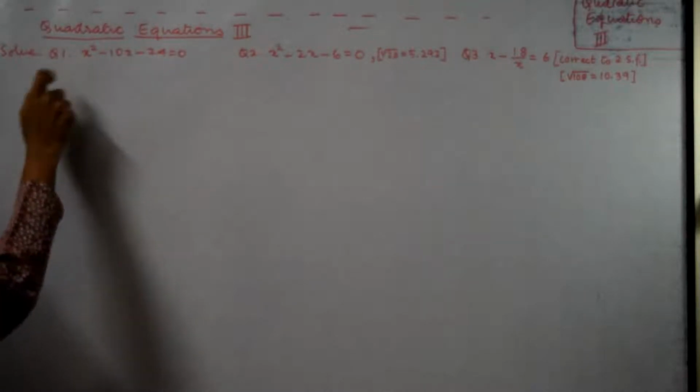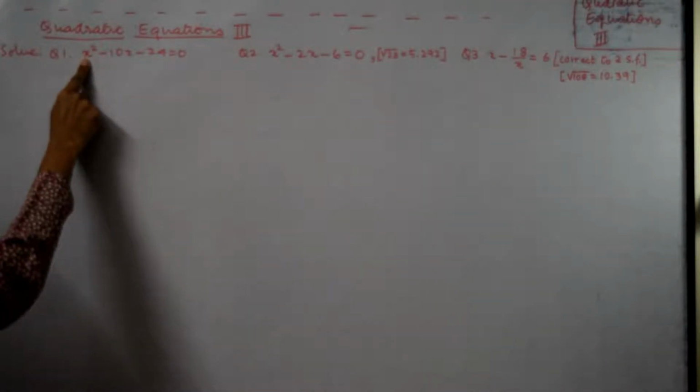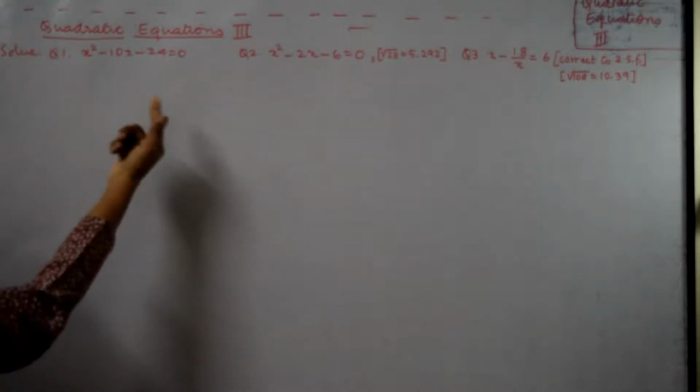Today we are going to do the topic quadratic equations. This is part 3 and we will continue factorizing these quadratic equations. Now if you look at this first quadratic equation, x squared minus 10x minus 24 equal to 0, the highest degree of the variable is 2 and so it becomes a quadratic equation.